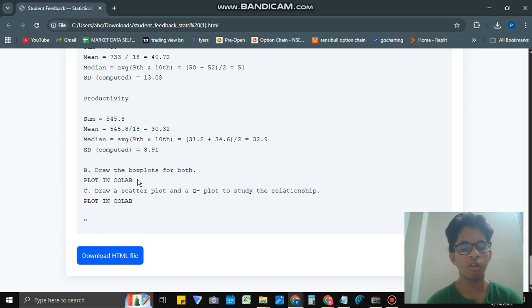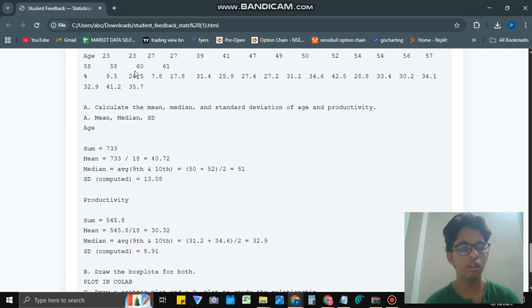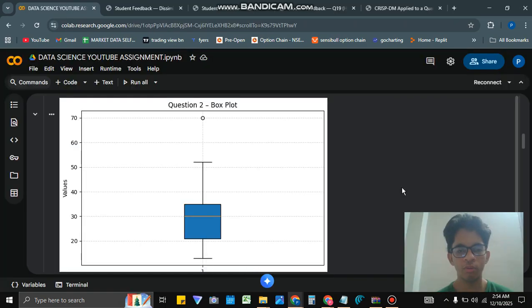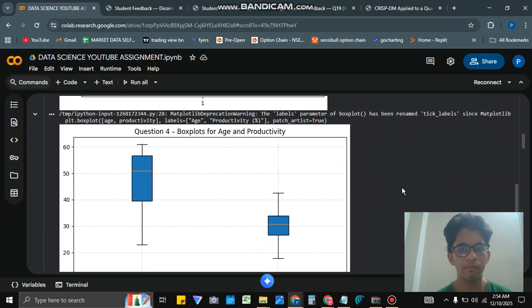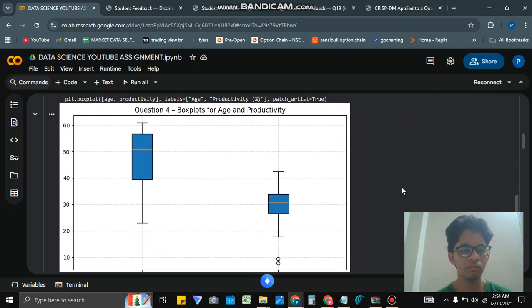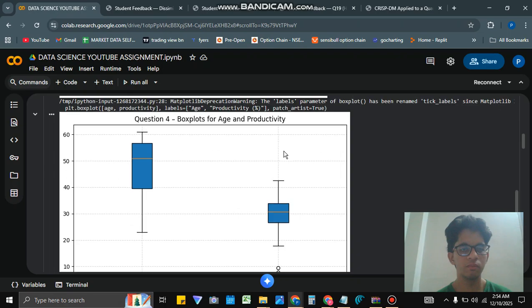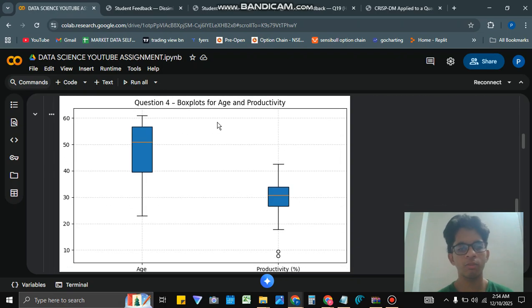For the box plot, the scatter plot and a QQ plot, to study the relationship between these two columns, we will move on to the Jupyter notebook, which is over here. So this is the box plot for age and productivity.